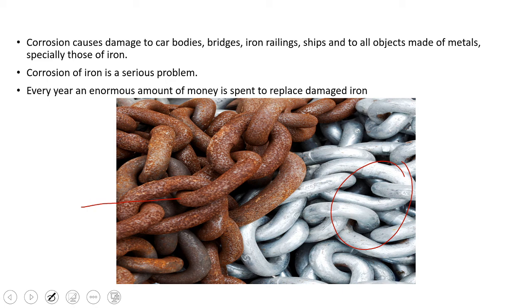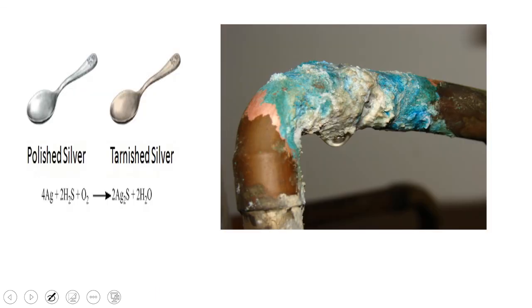That's why iron articles are painted with lead oxide, in black or red color, in order to prevent corrosion. How we can prevent corrosion, we'll discuss in the next lesson. This is the diagrammatic representation where silver is initially polished and then tarnished. On copper, a blue-green coating is formed.